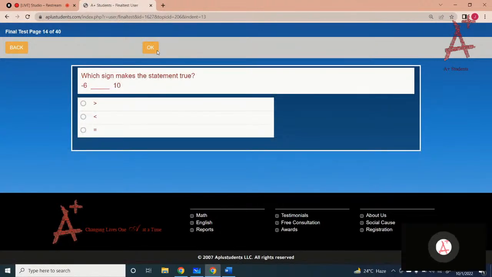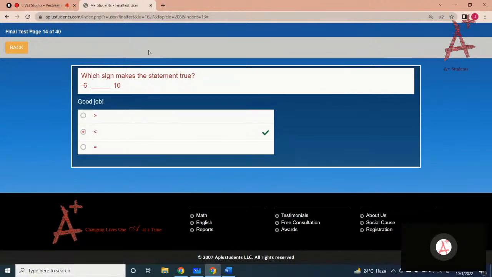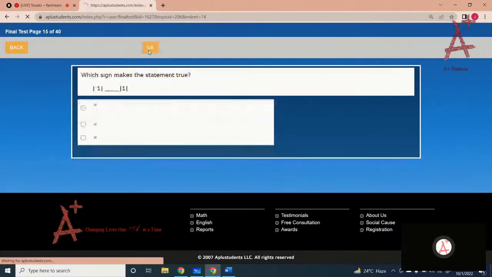Which sign makes the statement true? Negative 6 and 10. So negative 6 is less than 10 or greater than 10? Yes, negative 6 is less than 10 because negative numbers are always smaller than the positive numbers.